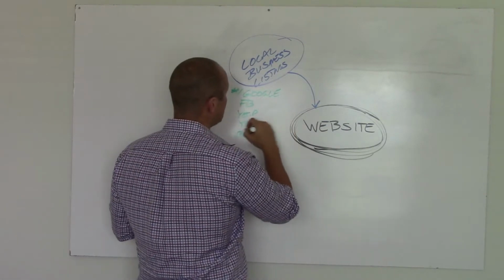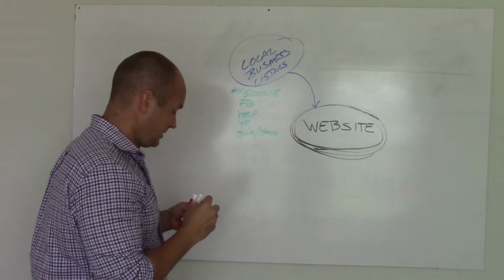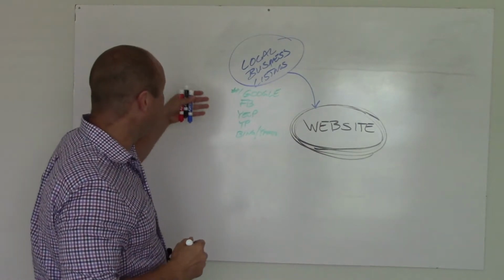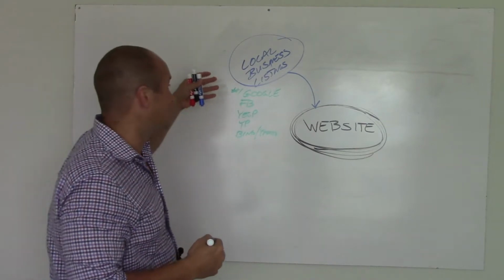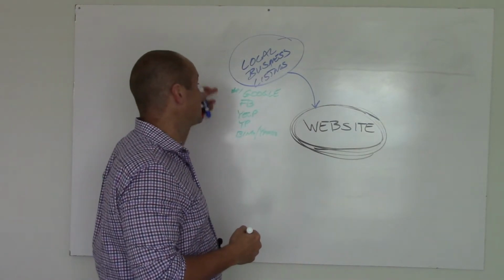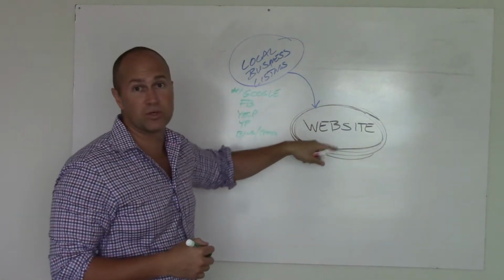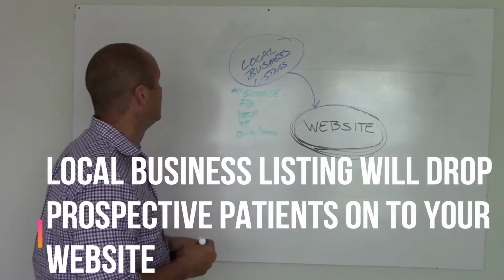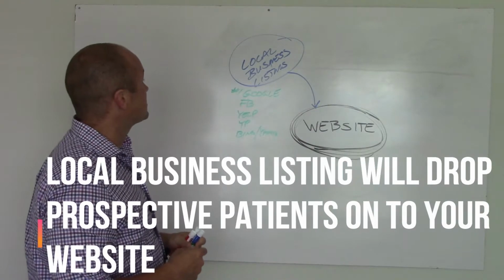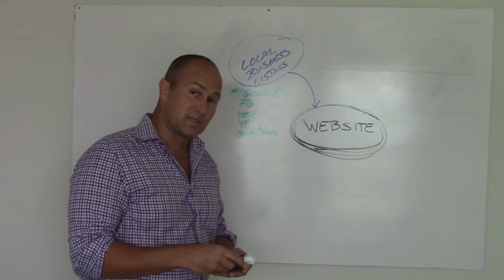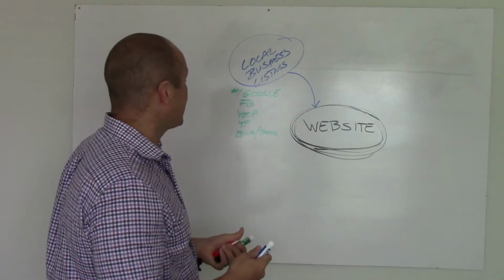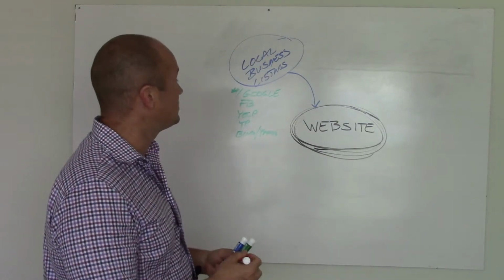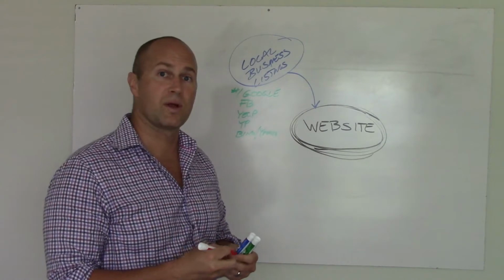So these local listings in your area should be up to date and have the correct information. They show up on searches, and if someone's interested, they'll click on your listing and drop on your website. So this stuff has to be accurate. You have to have this stuff done. Making sure that your local business listings are up to date and accurate. What is another way that you can get people onto your website?